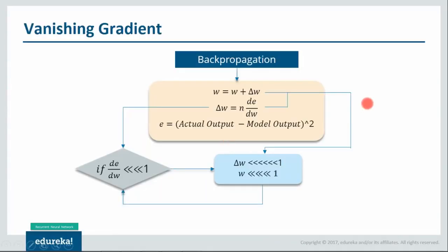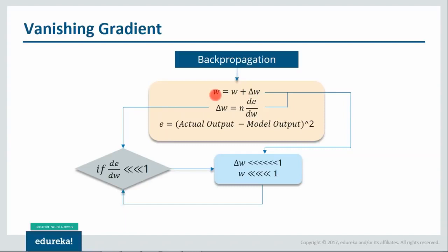So in vanishing gradient, what happens? When you use backpropagation, you tend to calculate the error, which is nothing but the actual output that you already know minus the model output, the output that you got through your model, and the square of that. So you figure out the error. With that error, you find out the change in error with respect to change in weight or any variable. We'll call it weight here. So change of error with respect to weight multiplied by learning rate will give you the change in weight. Then you add that change in weight to the old weight to get the new weight.